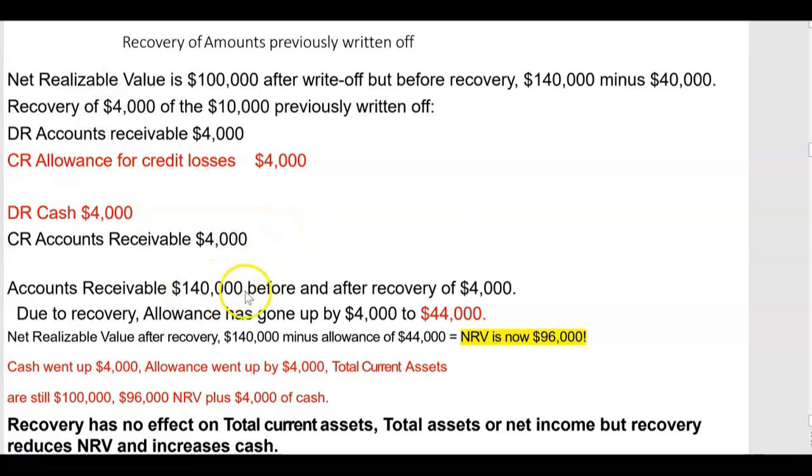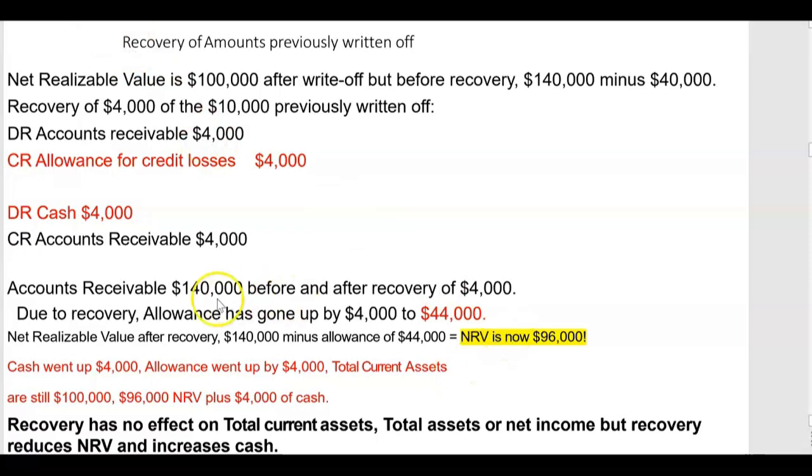Accounts receivable, $140,000, both before and after the recovery, because we said the net impact on accounts receivable for this recovery was no impact. So accounts receivable is still $140,000, and then due to the recovery, the allowance has gone up by $4,000 from $40,000 to $44,000. So the allowance is $44,000, accounts receivable is $140,000. So what's our NRV after recovery? $140,000 minus $44,000. NRV is now down to $96,000 as a result of recovering the $4,000 in cash.